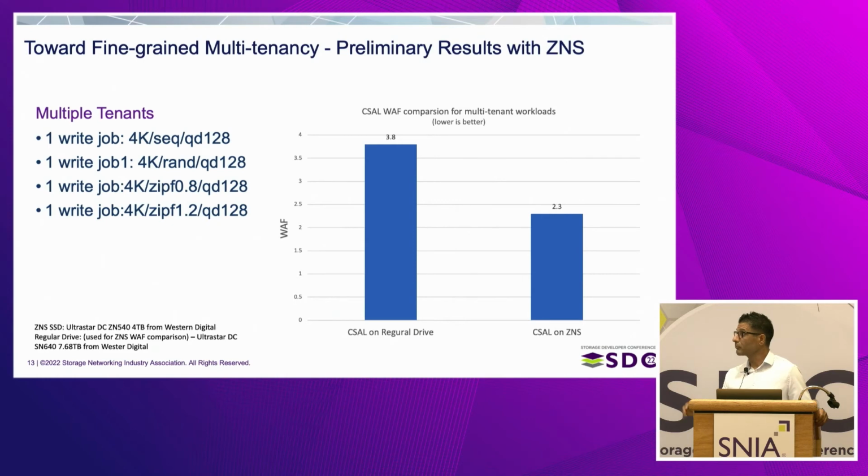And when they all get mixed, you observe a WAF of about 3.8 on the same drive with regular firmware. And when we do ZNS firmware on the same drive, we end up with a significant improvement on WAF. We don't have performance numbers, but we're working on that right now. This is preliminary data, but the FTL is ZNS ready.